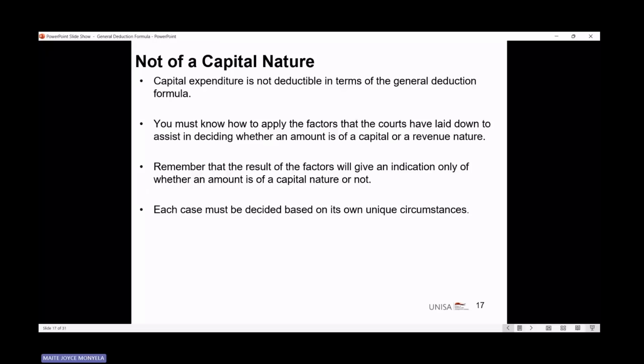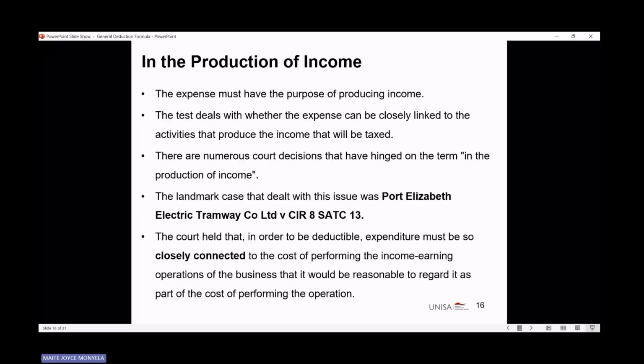We were testing the production of income. The question is about the theory under production of income. It says the expenses must have the purpose of producing income. The test deals with whether the expense is closely linked to the activity of producing income that will be taxed.